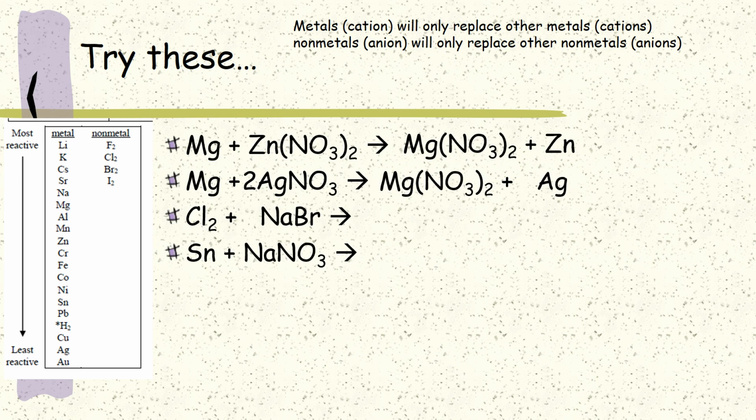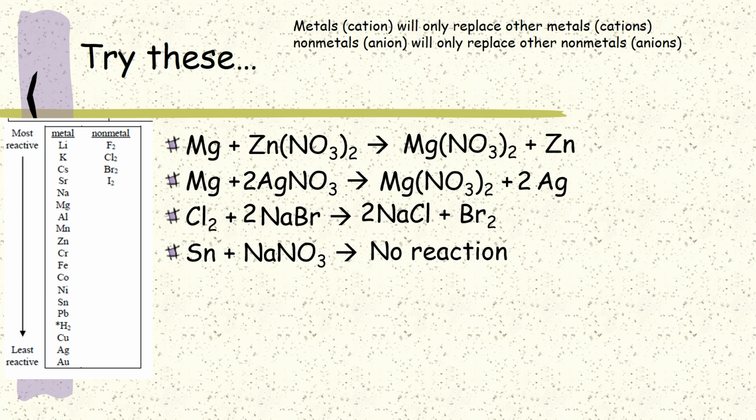What about chlorine reacting with sodium bromide? Is chlorine higher than bromine? So chlorine is higher than bromine on the list, so it becomes NaCl plus bromine. And then the last one should have been no reaction because tin is lower than sodium on the list. And then balancing all of them, you should have gotten this.